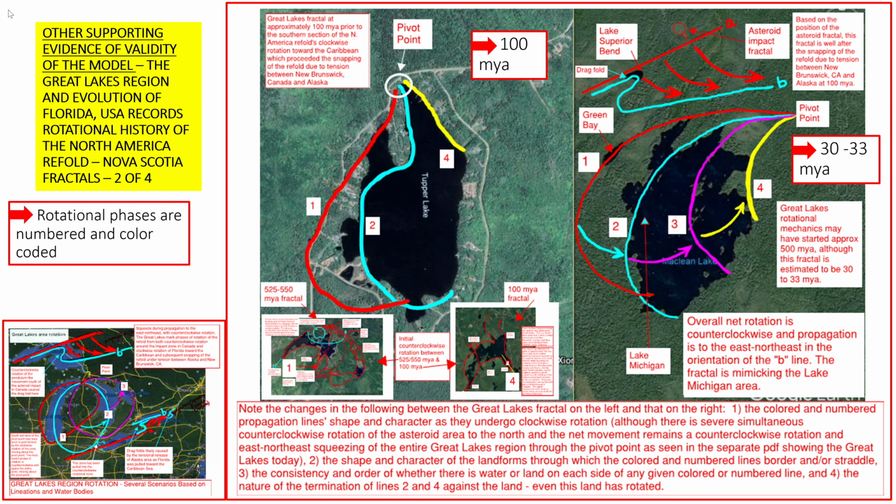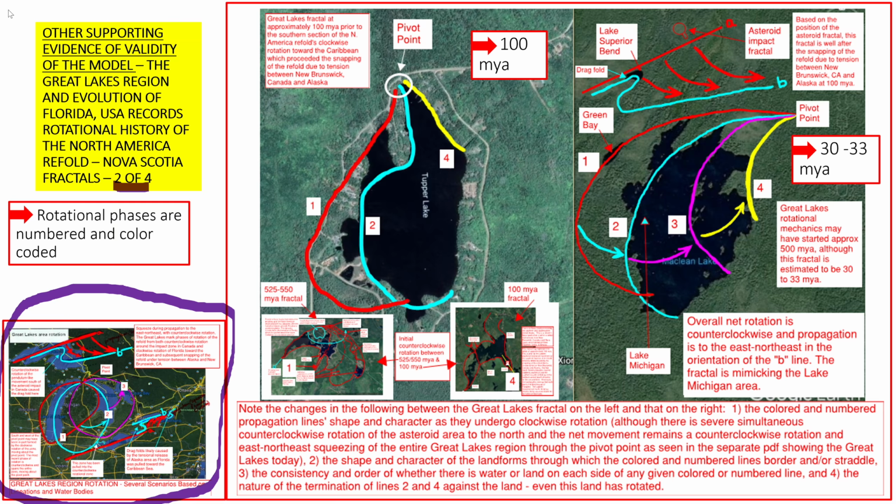Okay, we're talking about how the Great Lakes rotational signature mimics plate tectonics. Slide 2 of 4: we're showing the Great Lakes region and the evolution of Florida, USA, which records the rotational history of the North America refold, Nova Scotia fractals here. The lower left insert is just what we see today, the Great Lakes region. I discussed that on the previous slide. The numbered circles are kind of small, but the red one is 1, the blue one is 2, and the magenta one is 3.